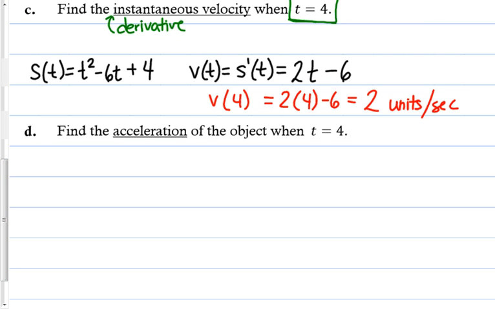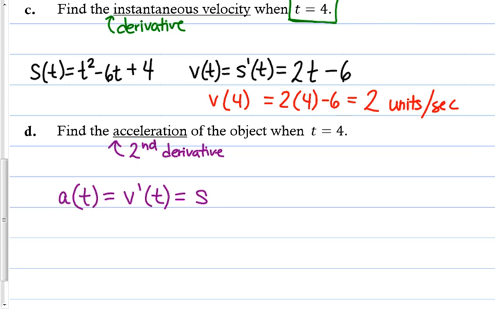Okay, D, find the acceleration. Acceleration is the second derivative of the position function, or first derivative of velocity. So acceleration is equal to velocity's derivative, which is equal to the second derivative of the position function.